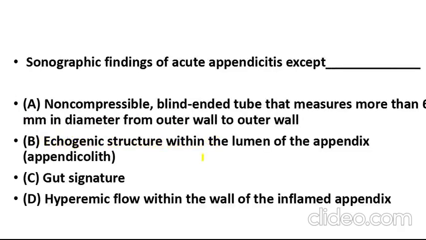So we have next MCQ. Sonographic findings of acute appendicitis except: option A, non-compressible blind-ended tube that measures more than 6 millimeter in diameter from outer wall to outer wall. Yes, it is. Option B, echogenic structure within the lumen of appendix, appendicolith. ये भी नज़र आता है हमें. Option C, gut signature. Option D, hyperemic flow within the wall of the inflamed appendix. So A, B and D are the sonographic features of acute appendicitis, but option C is not. So the correct answer is option C, gut signature.